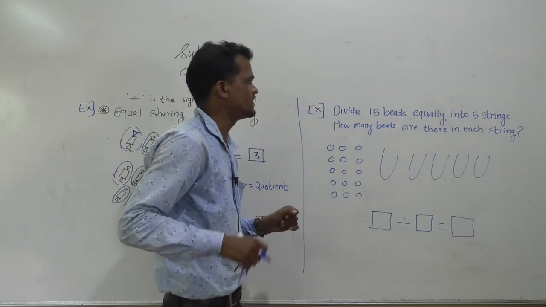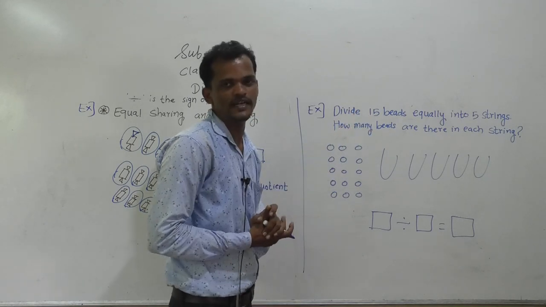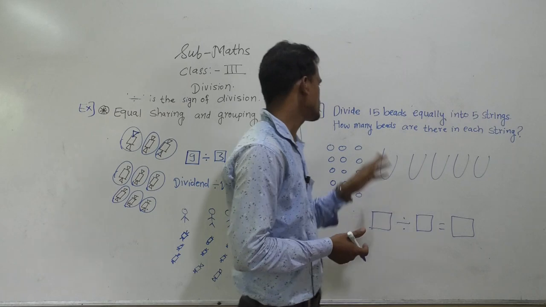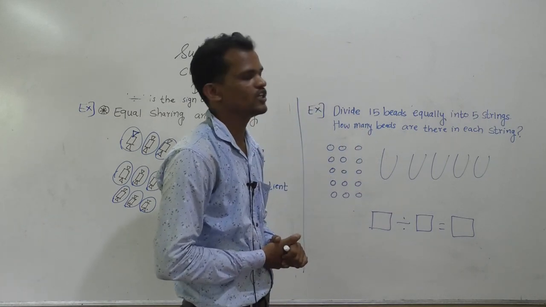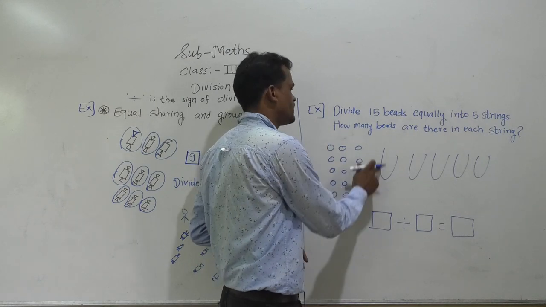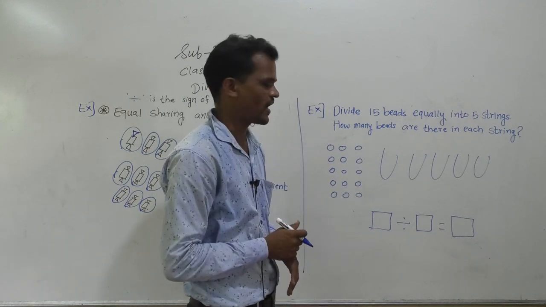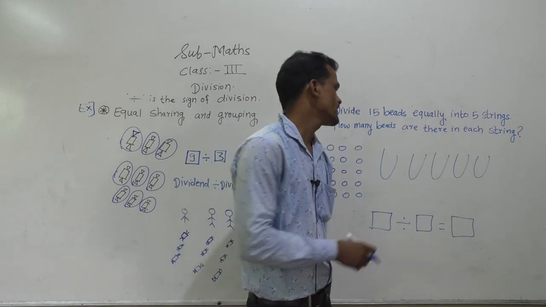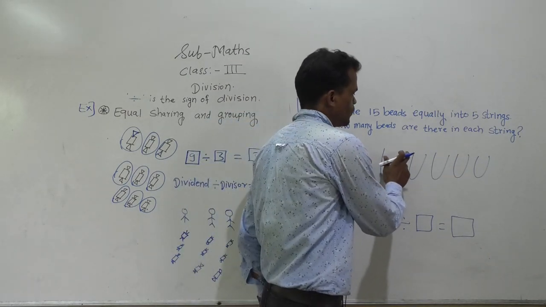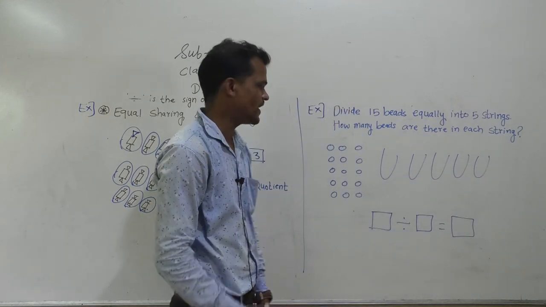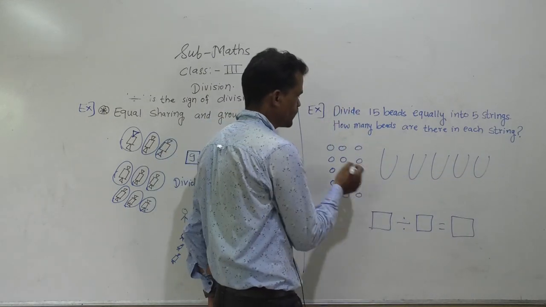Now we will see this example. Divide 15 beads equally into 5 strings. How many beads are there in each string? So there are 15 beads, and we have to put those 15 beads equally among 1, 2, 3, 4 and 5 strings. Okay, let's start. We will put them one by one.